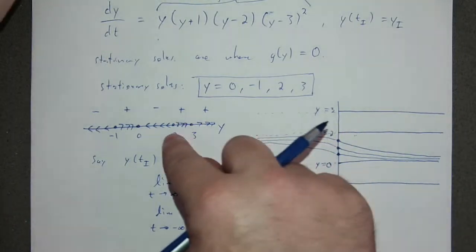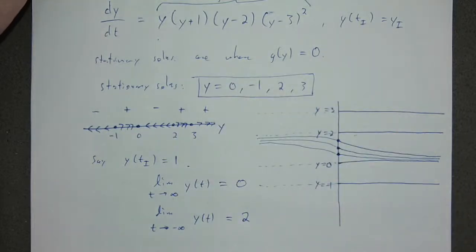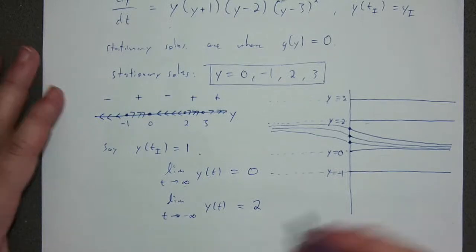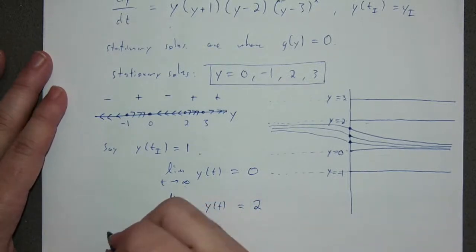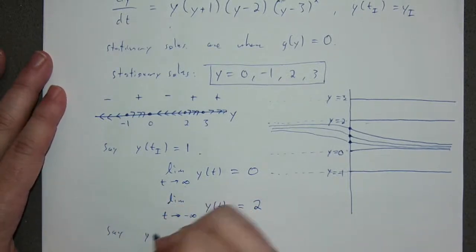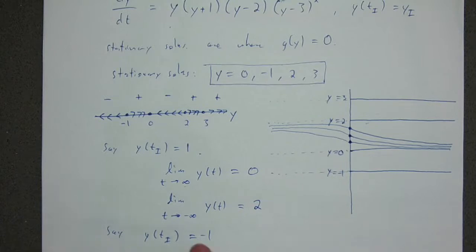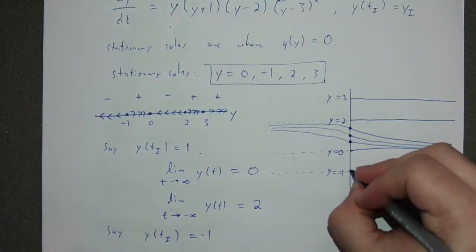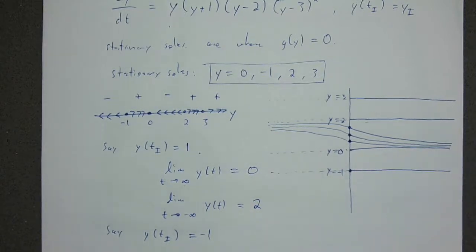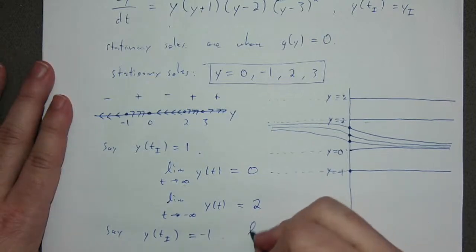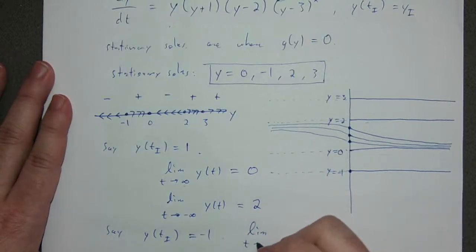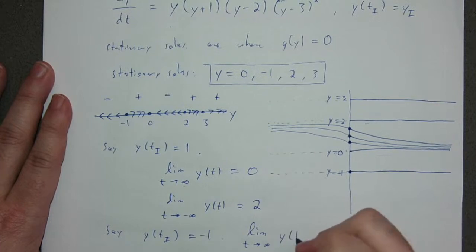Okay. Let's see how this looks for a couple other things. So let's quickly answer the other thing we asked. So say now that y of t sub I is equal to minus 1. Well, that is an initial value here. What's the limit as t goes to infinity of y of t?